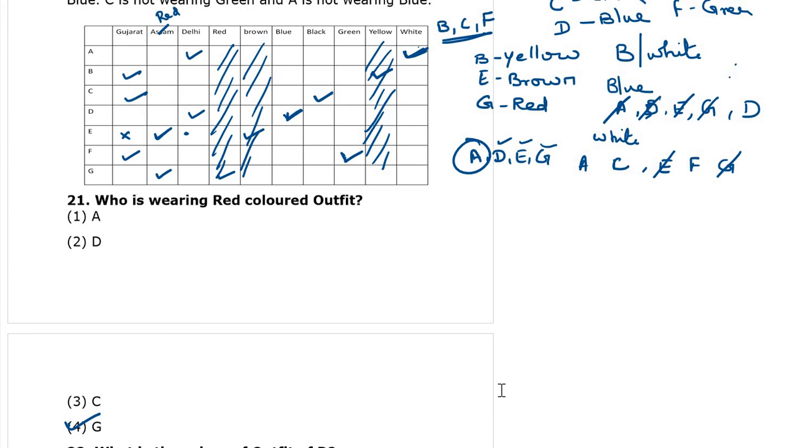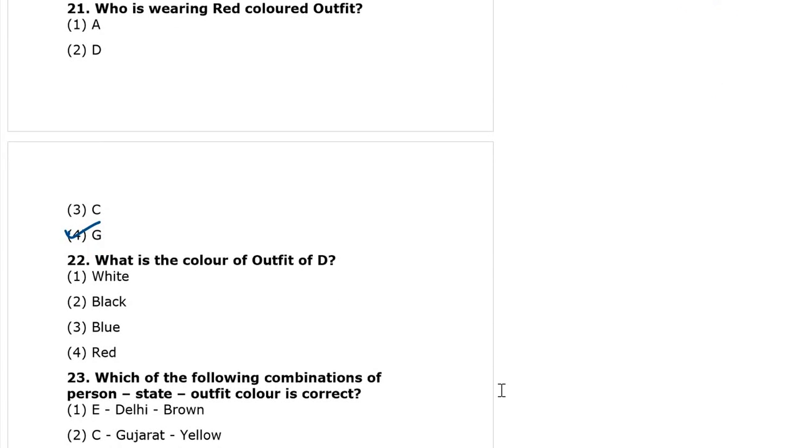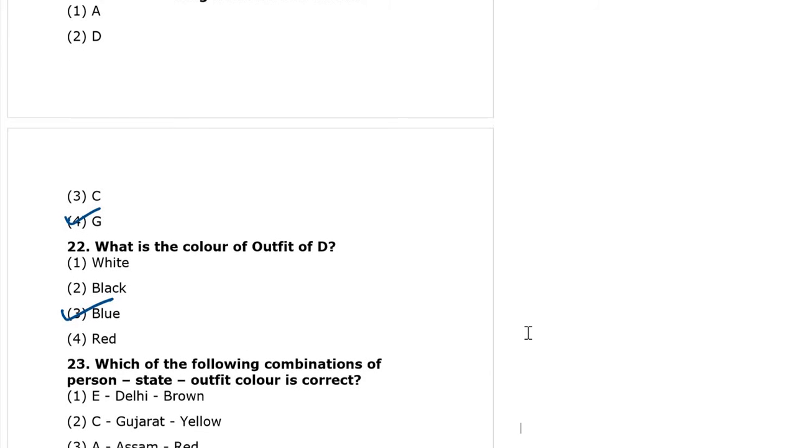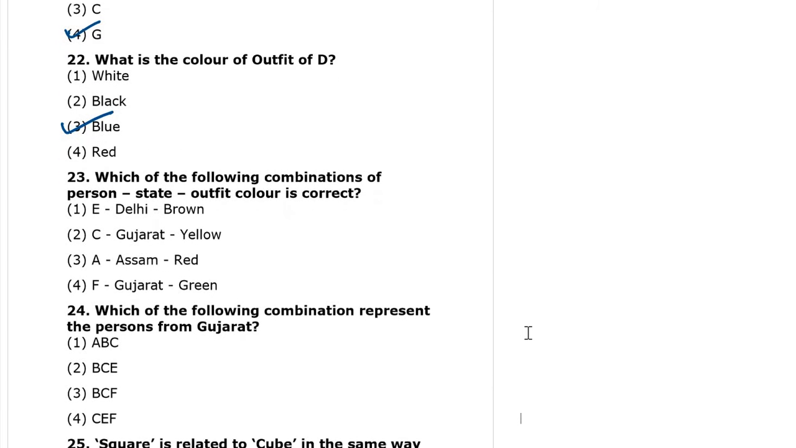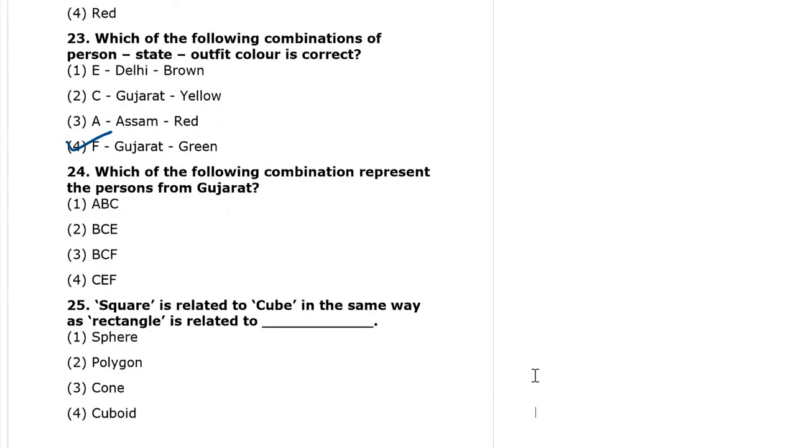Okay. Next, what is the outfit of D? D is blue. Okay. Next, what is that combination is given? The correct answer is F, Gujarat, green. Okay. Next, what are the persons in Gujarat? That is given B, C, F. B, C, F is in Gujarat.